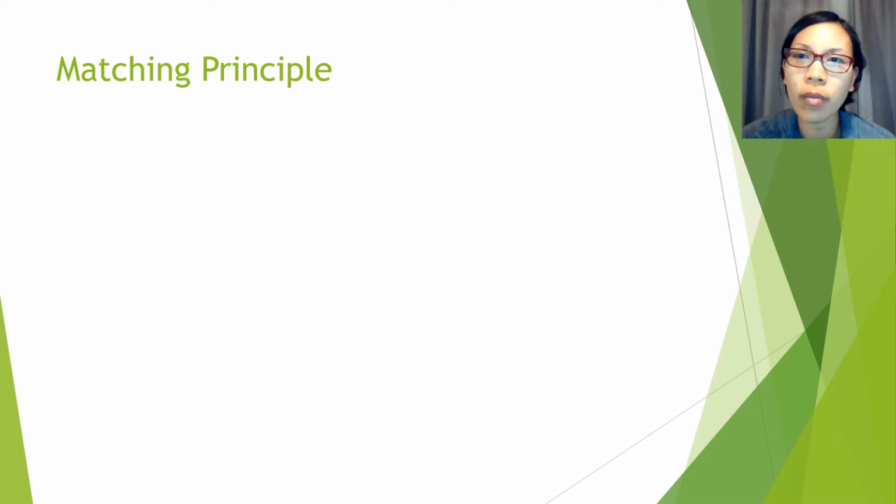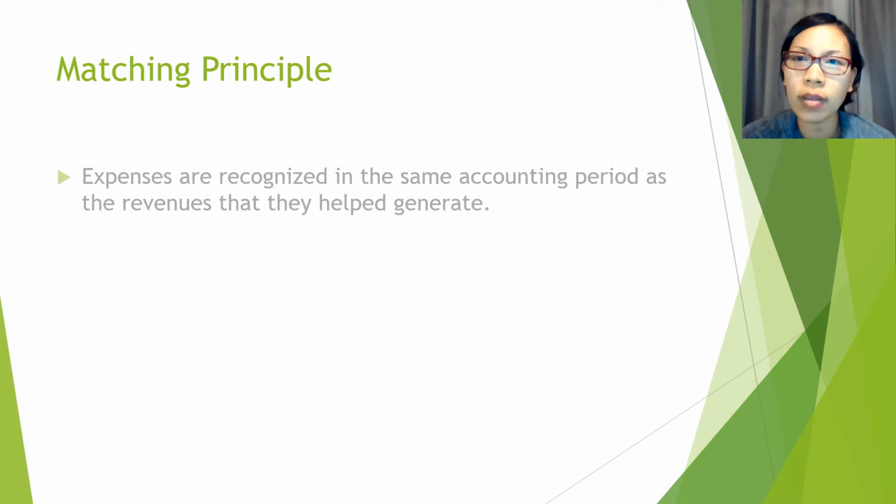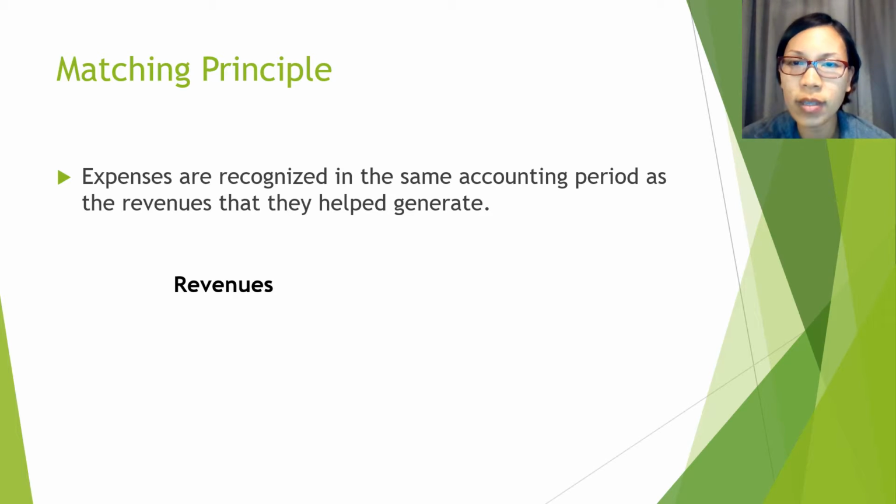Next, let's talk about the matching principle. The matching principle should recognize the expenses and their attached revenues in the same accounting period. In other words, you have a revenue. Think about the expenses that help you generate the revenues. You match and record both in the same accounting period.